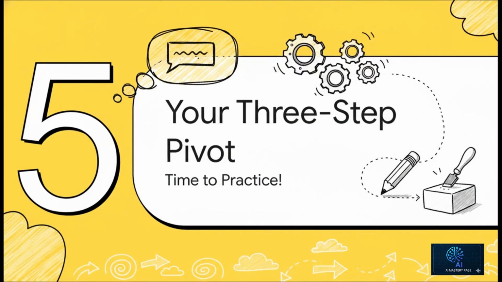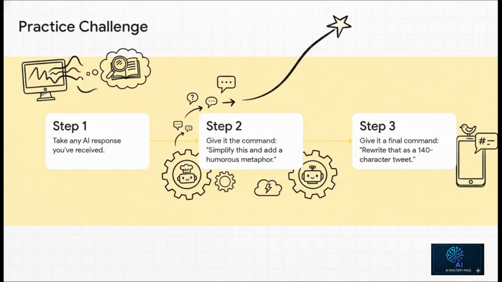All right, enough of me talking. Now it's your turn. The best way to really get a feel for this is to actually do it. So let's walk through a simple little exercise you can try right now to practice sculpting a response. Here's a super simple 3-step challenge. Go find any AI output you have lying around. First, just tell it, simplify this and add a humorous metaphor. Then, for your final pivot, tell it, rewrite that as a 140-character tweet. Go on, try it. You'll immediately see the power of this whole process in action.